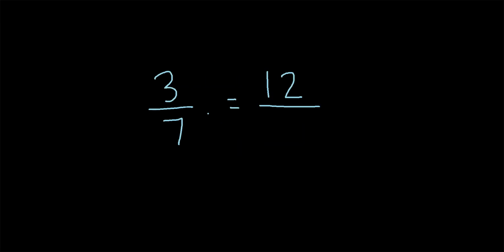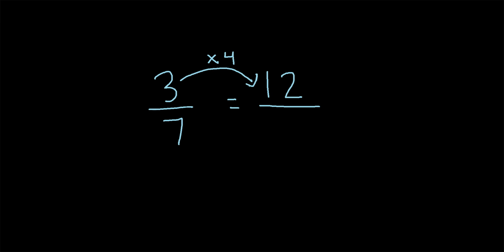Let's say we have 3 over 7 is equal to 12 over what number? So we're trying to figure out this number right here. So we'll notice in these two fractions, the numerator is present. This fraction has a numerator of 3, and this fraction has a numerator of 12. So that means we can ask ourselves, how do we go from 3 to 12? What do we have to do? Well, we have to multiply by 4, because 3 times 4 is 12. So let's write that, times 4.